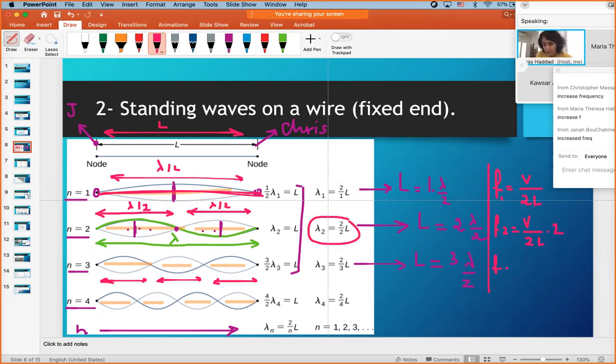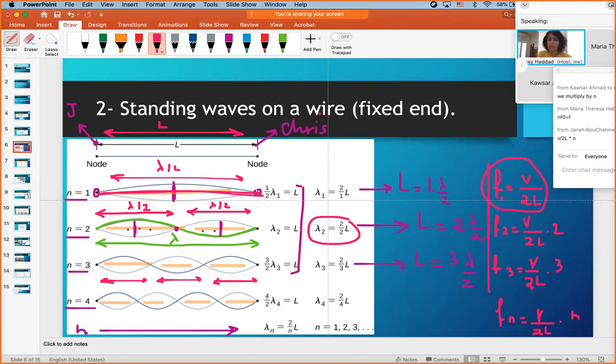And then to find F3, I will say it's V over 2L times 3. I'm just trying to show you that F of the nth order, or the nth harmonic, is going to be V over 2L times N, which means all the frequencies are a multiple of the first one. You see? So the second harmonic is double the first, and the third harmonic is triple the first, and any frequency in between will not give you standing waves. It's going to give you a random frequency, a random wave that I'm not going to call standing. It's not actually standing. Now n is an integer, 1, 2, 3. It's a positive integer.